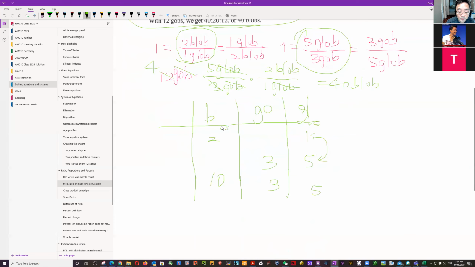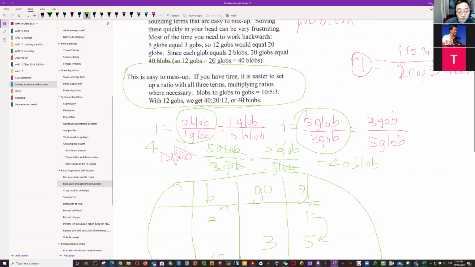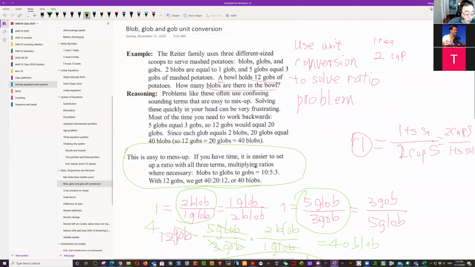So this is the standard way if you make a table. But for this type of problem, I still prefer unit conversion. If you use unit conversion, it's way easier. You don't even have to list this table. So, I just provide you different paths of solving the multiple ratio problem.